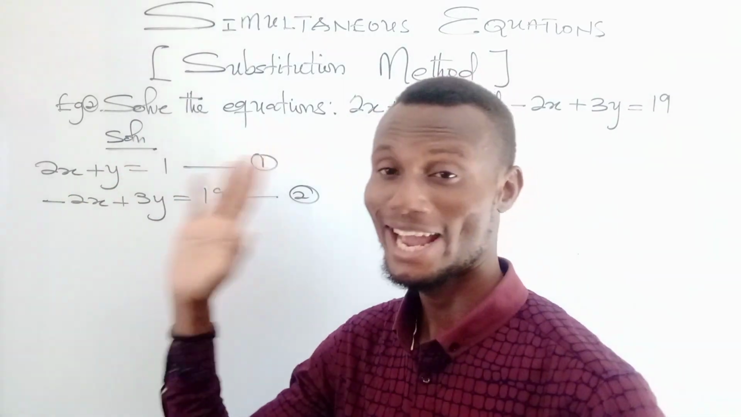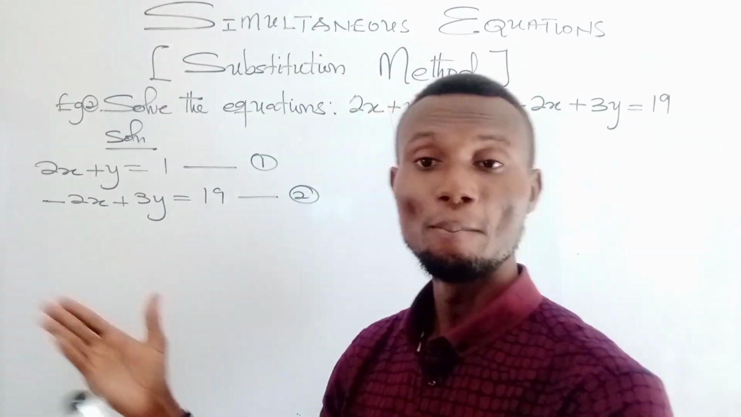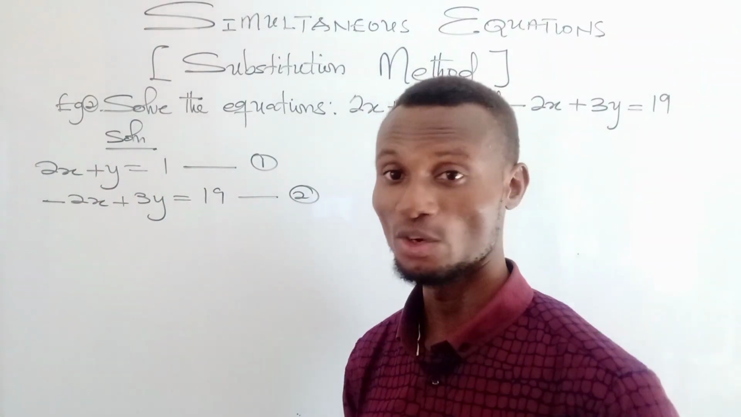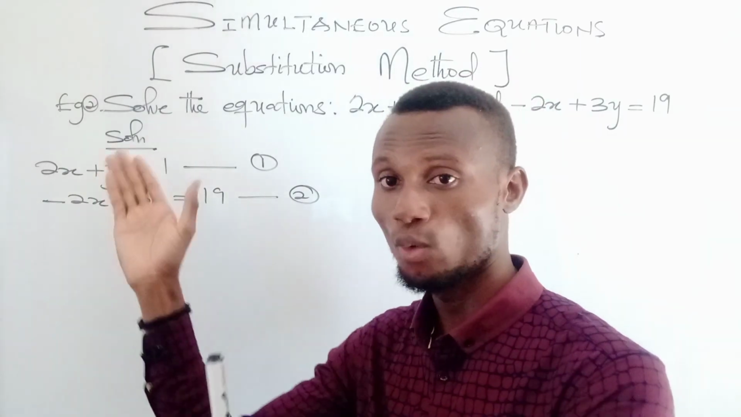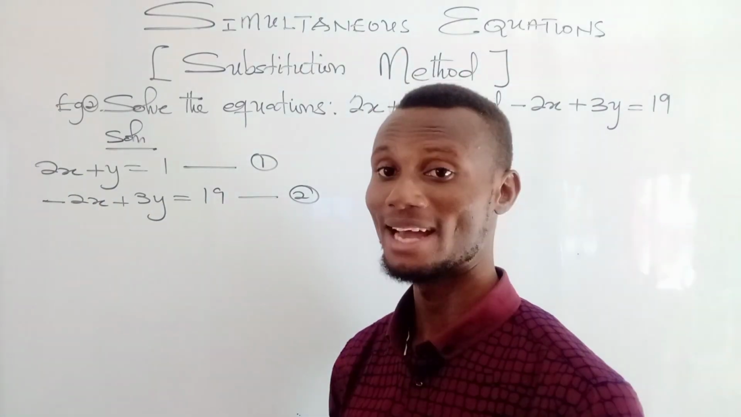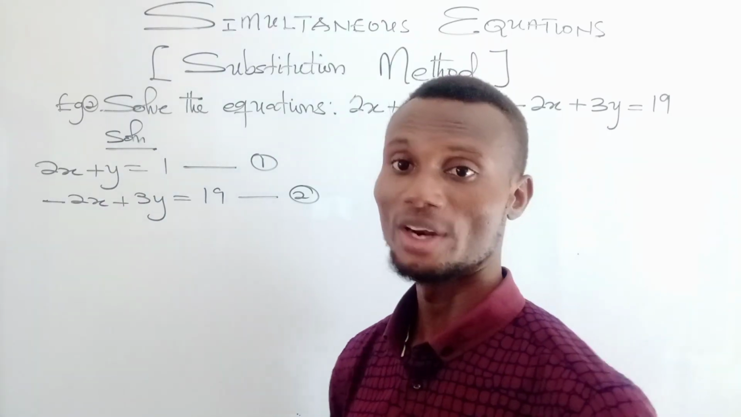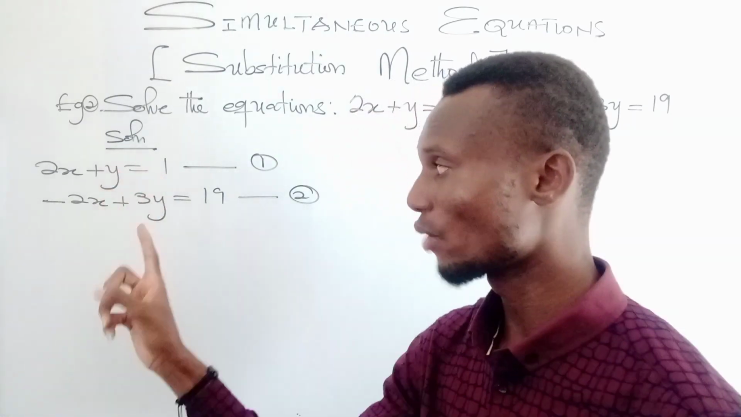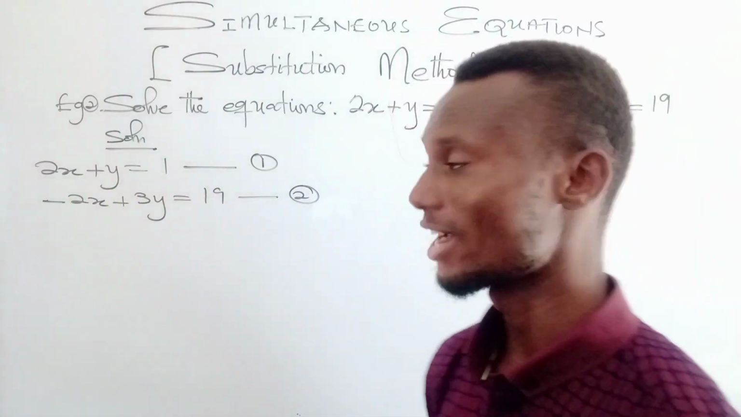I'm going to make x the subject from equation 1, or someone can choose to make y the subject from equation 1. You get the same thing. So let's go ahead and make y the subject from equation 1. If you choose to make x the subject from equation 1, you will equally get the same answer. So I'm going to make y the subject from equation 1, for us to use it to solve.